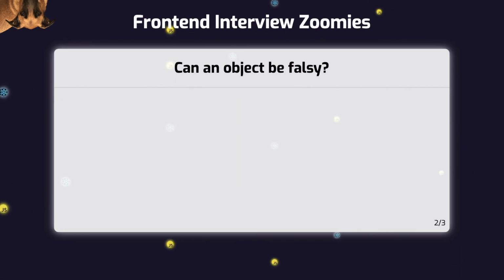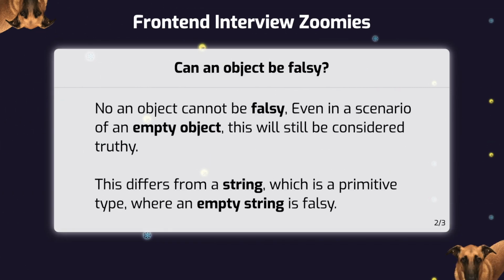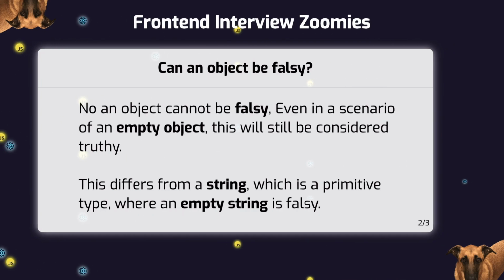On to the next one. Can an object be falsy? No, an object cannot be falsy. Even in a scenario of an empty object, this will still be considered a truthy value. This is different than a string, which is a primitive type, where an empty string is considered falsy.